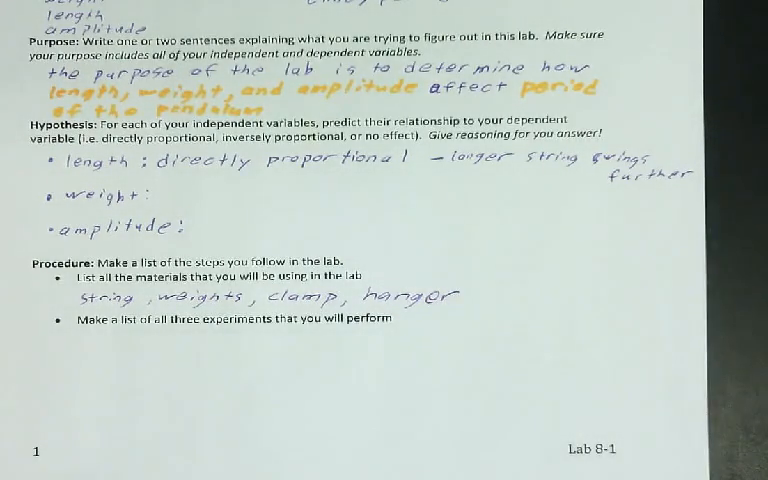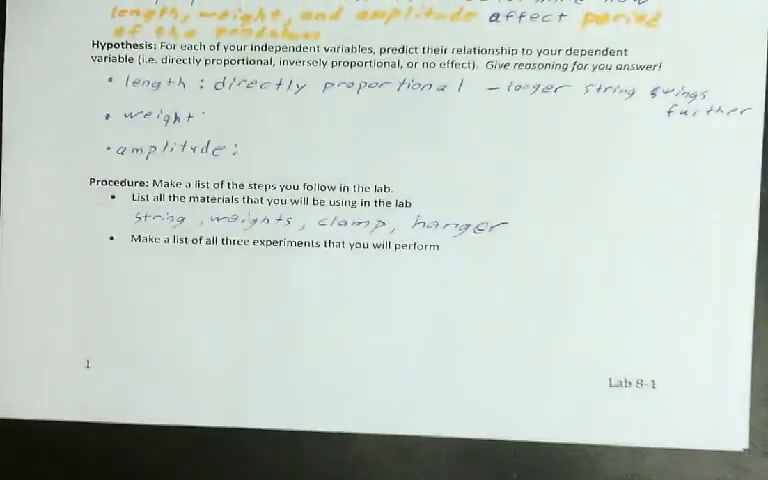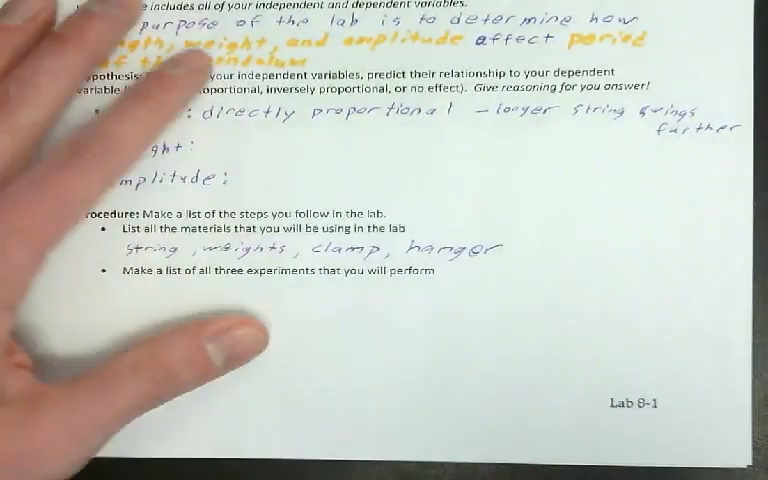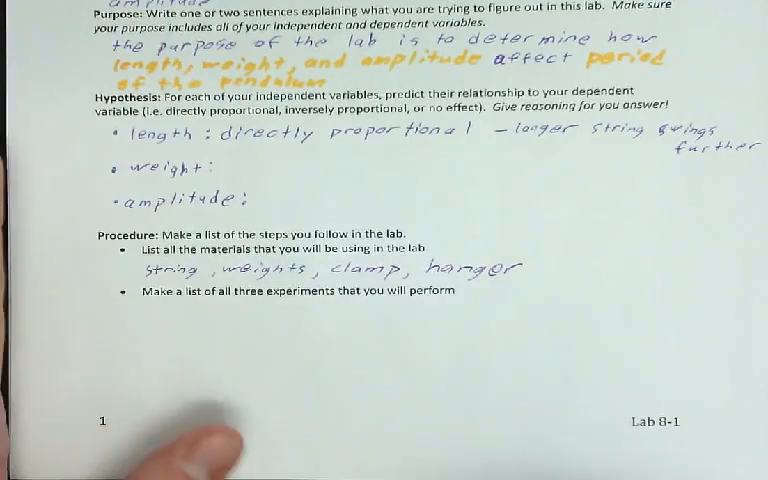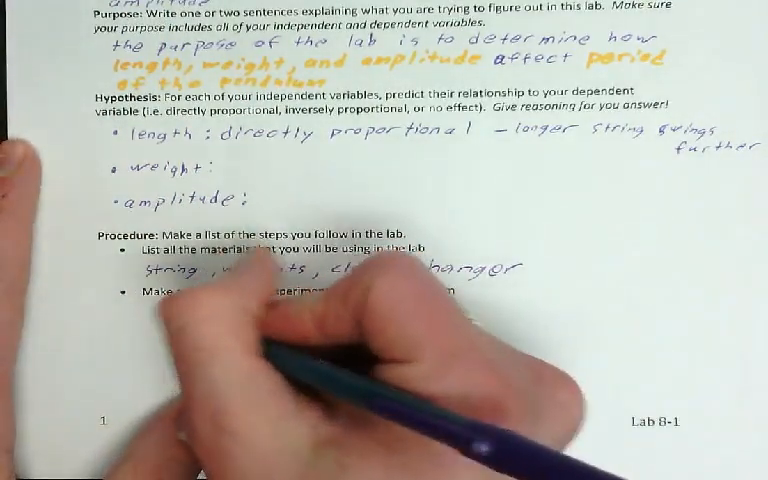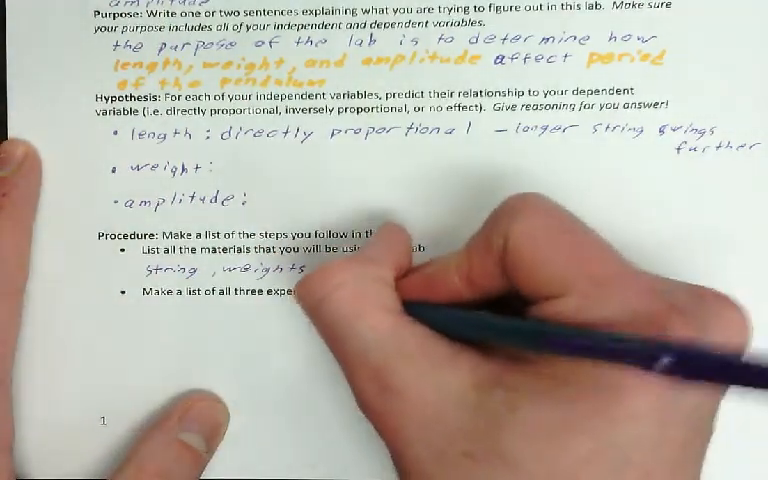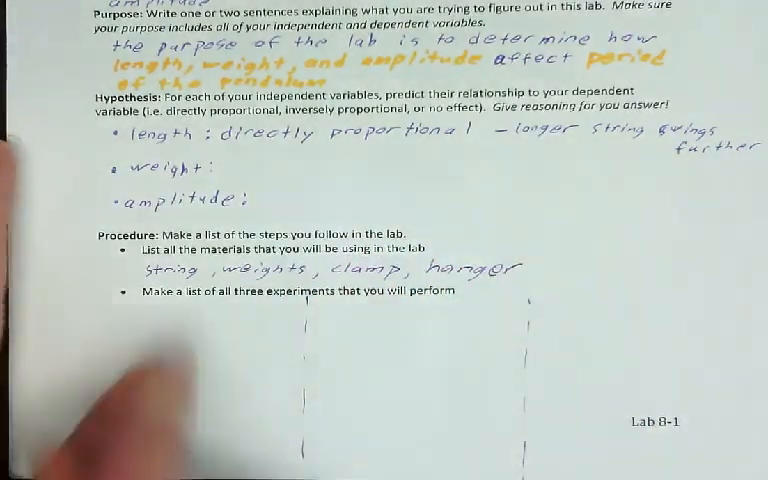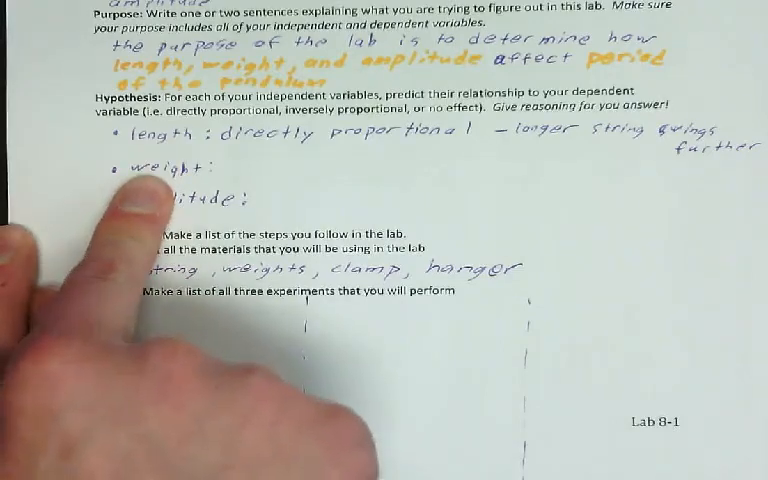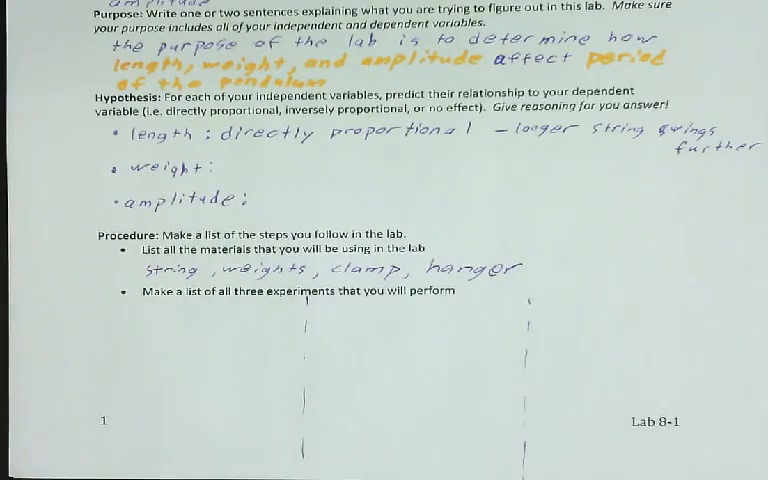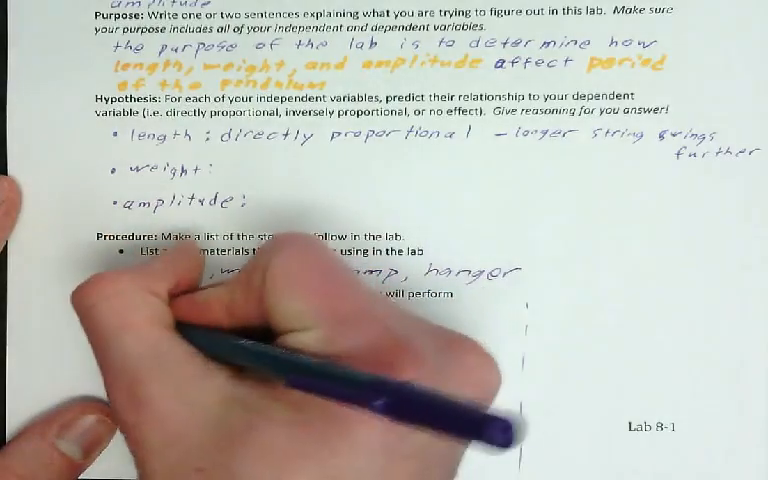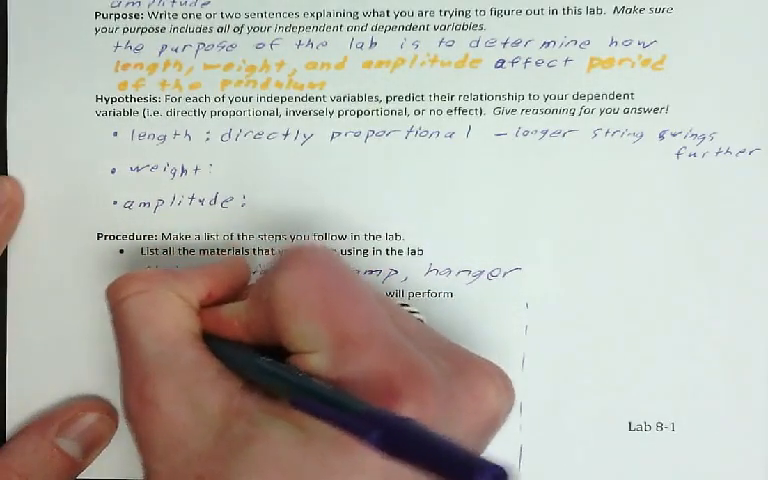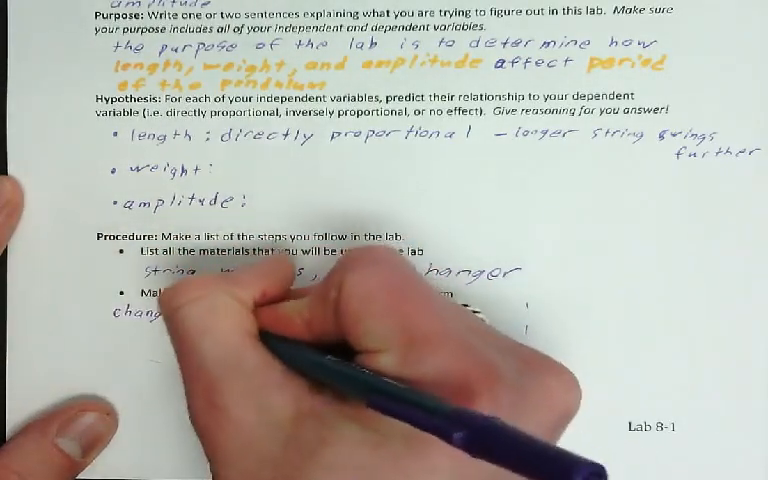So then we're going to make a list of the 3 experiments that we're going to do. Okay, so the 3 experiments we're going to do. First experiment we're going to do, I'm going to divide my paper into thirds here. So the 3 experiments we're doing are testing length, testing weight, and testing amplitude. So the first experiment I'm going to do is I'm going to change the length of the pendulum.